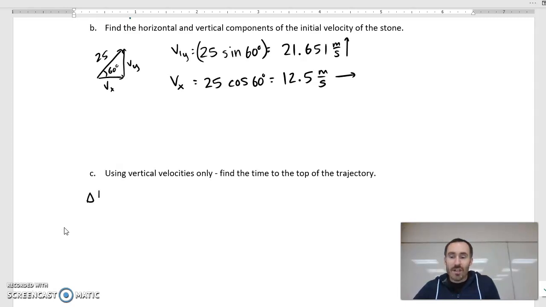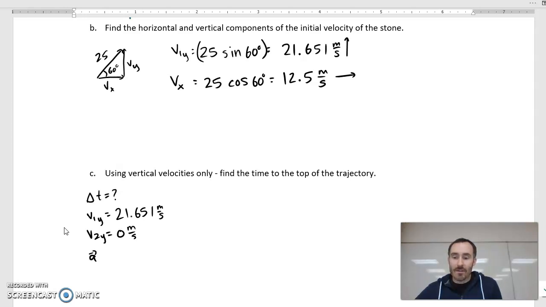So we're looking for the change in time, and we know v1y is equal to 21.651 meters per second. We know v2y is 0 meters per second, and we know the acceleration is 9.8 meters per second squared. Now, just like in the previous question that we did, we need to make sure that we have positives and negatives in the right place here, because not all of these vectors are the same direction.